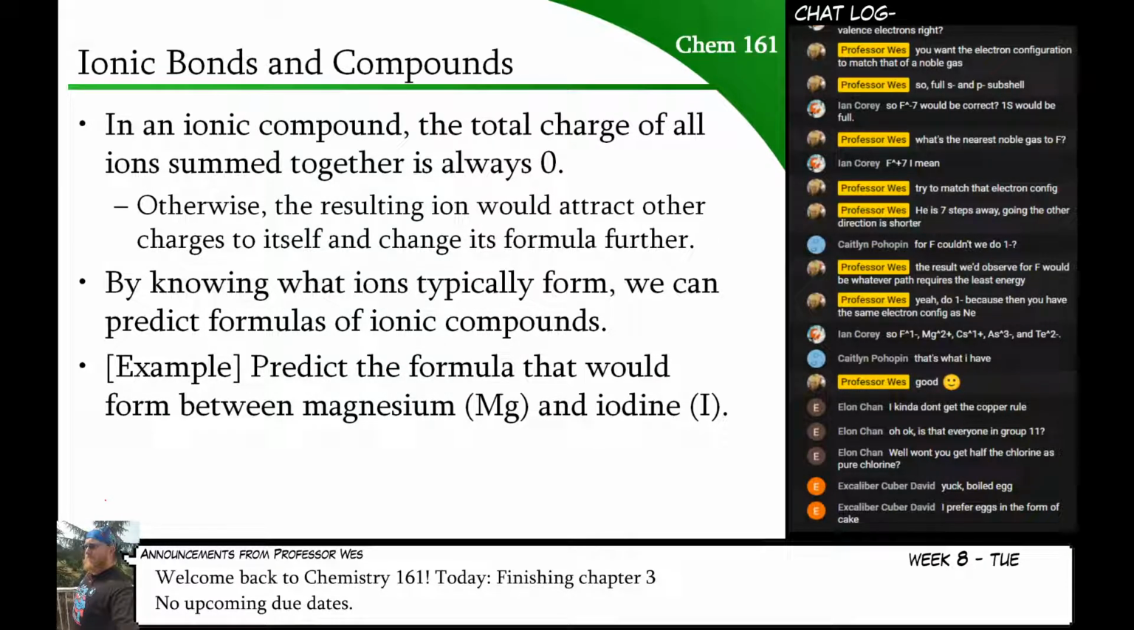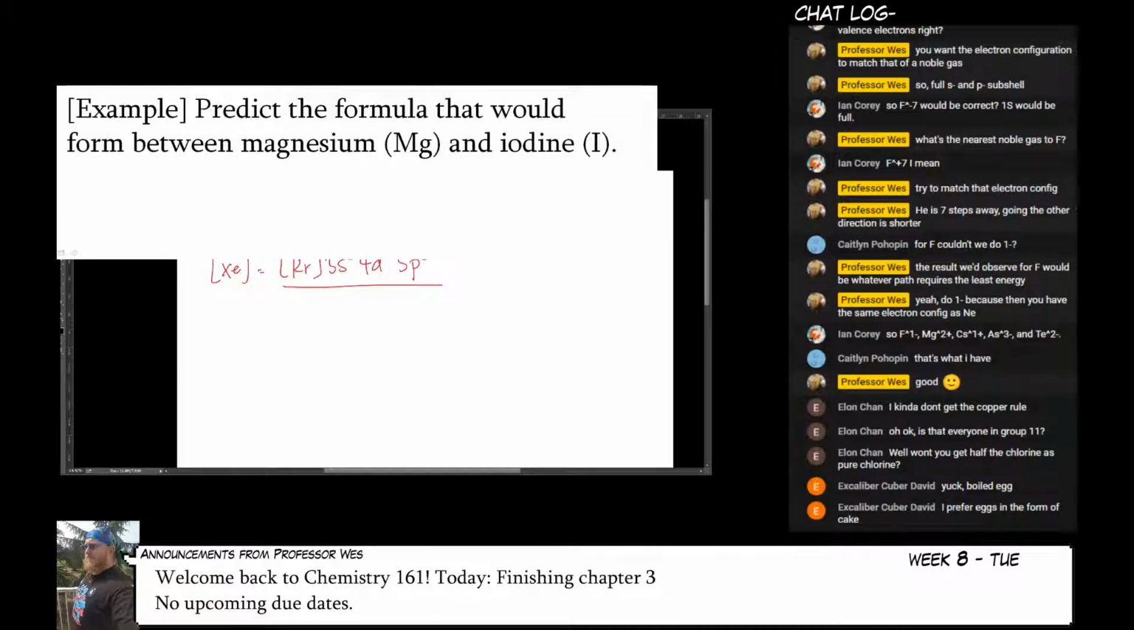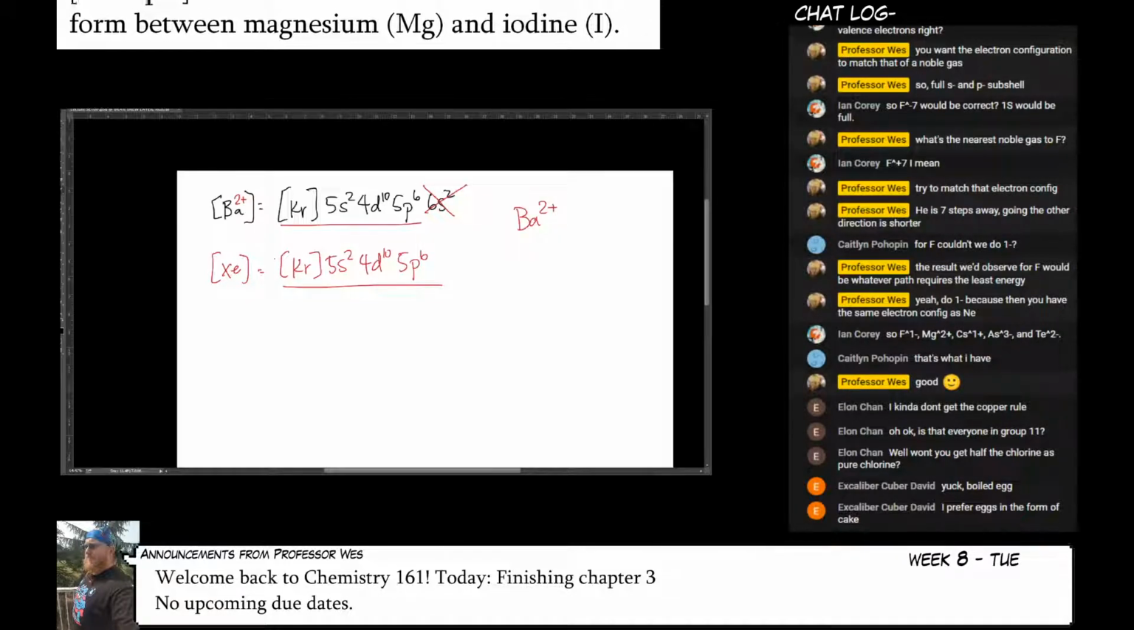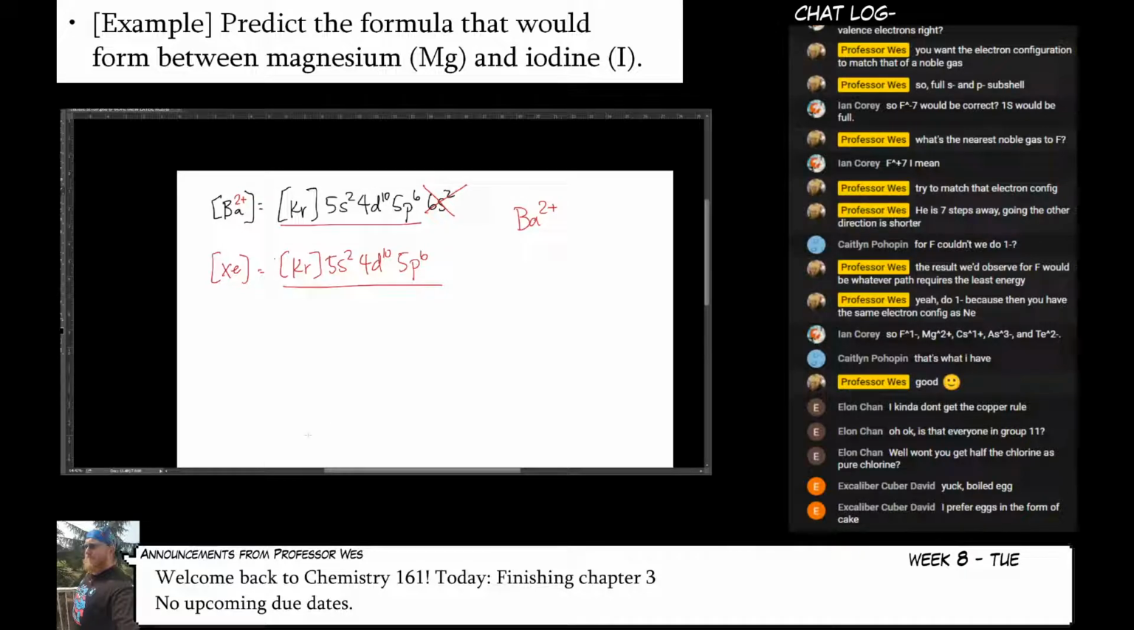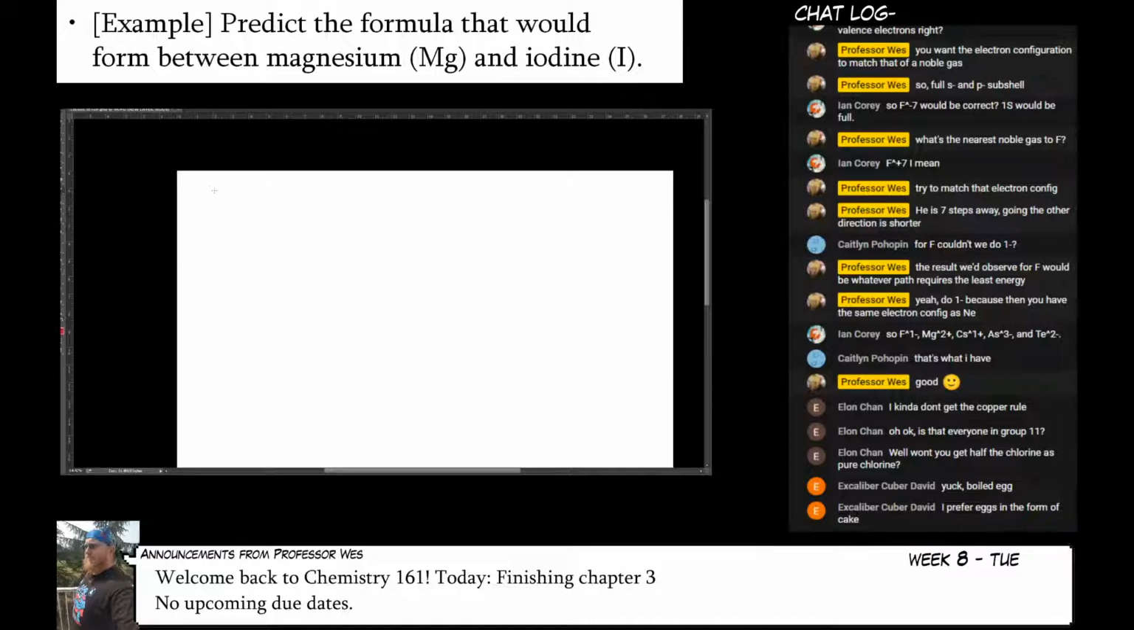So for instance, let's try and figure out the formula that would occur between magnesium and iodine. So first we got to write down the electron configurations. And then for iodine, we've got krypton. What row am I in? 5? Yeah.